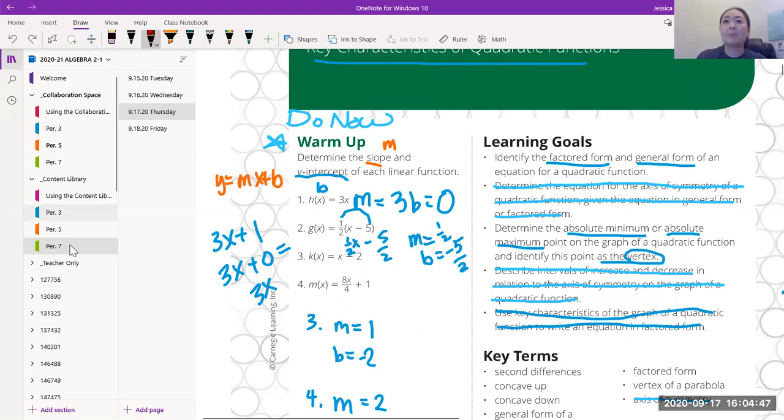All right, this can be found, I'm using period 7 right now under 91720. So just so that you know where to find it, I'm using the content library. Remember, the collaboration spaces are for you guys to collaborate there together. So when you are doing breakouts, you'll use that. But we are going to be in the content library. That's just when I'm writing it. So not to be confused.